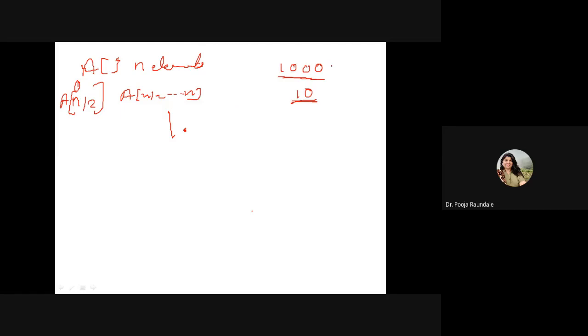Your first step is to cut into 2 pieces, right? So dividing the array is order 1. It is not dependent on n. कितना बड़ा array है उससे फर्क नहीं पड़ता है. आपको 2 टुकड़े करने, that's it, right?